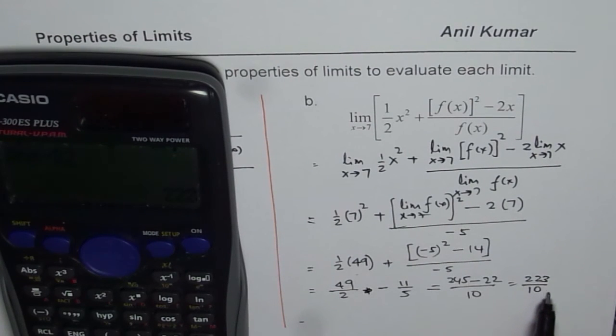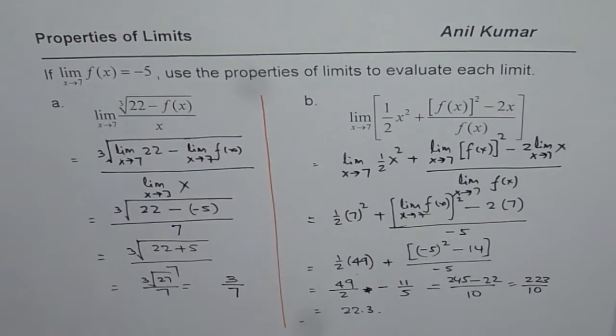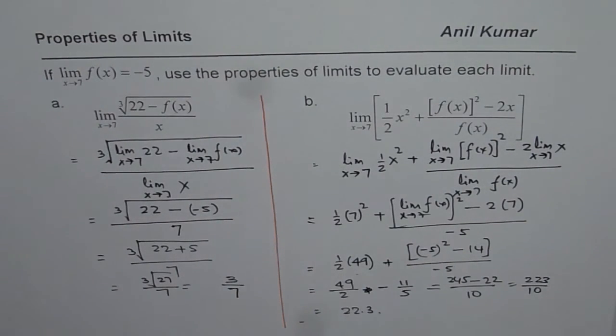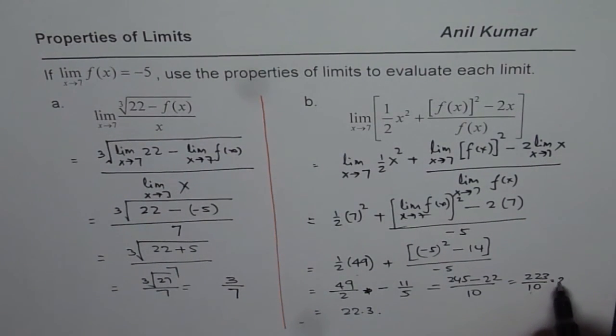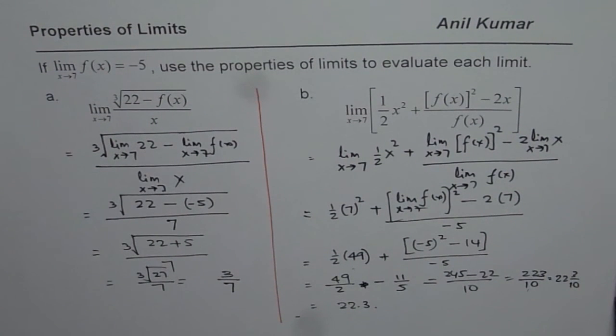You can say 22.3 as your answer, right? So that could be 22.3 as the answer for this particular limit, right? Or you could write in fractions, 22 whole 3 over 10, as you wish. Anyway, both are the right solutions for the given limit.